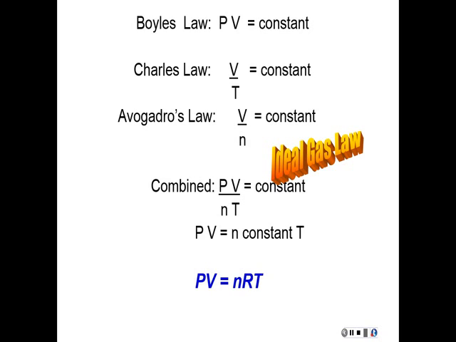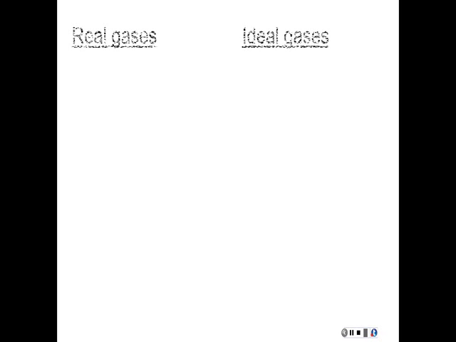Now, one thing about ideal, what do they mean by that? Well, some gases are what we call ideal gases, and then other gases are more like real gases. So let's take a look at the difference between the two. Real gases have a mass. An ideal gas has no mass.